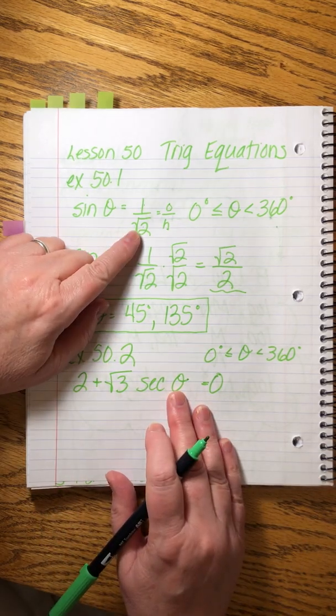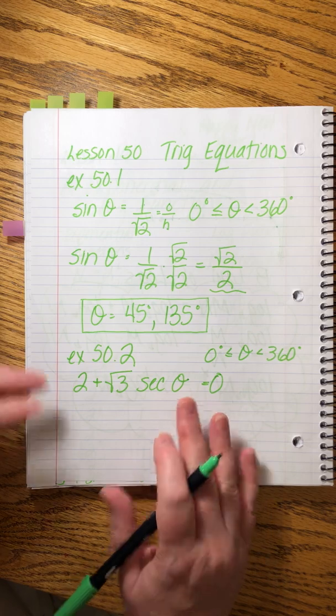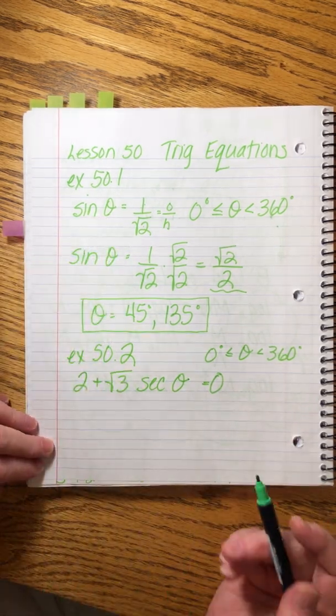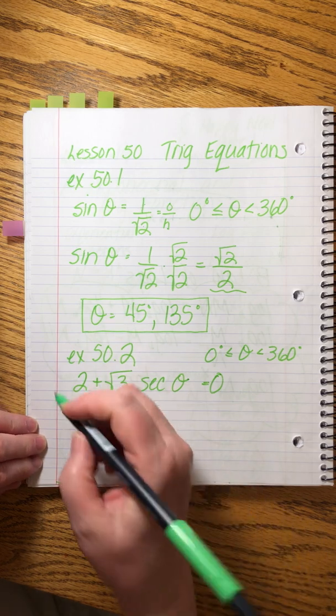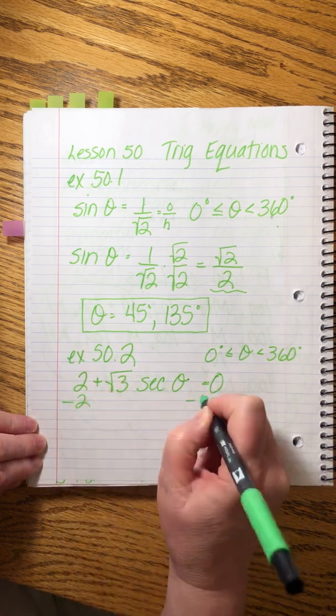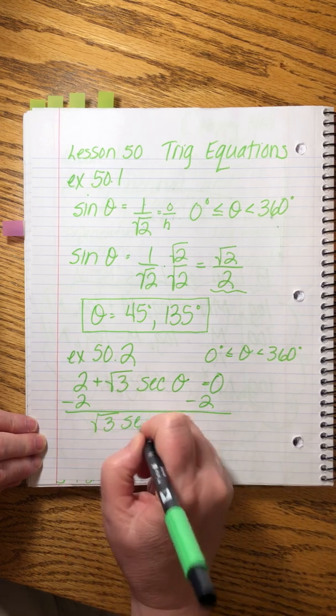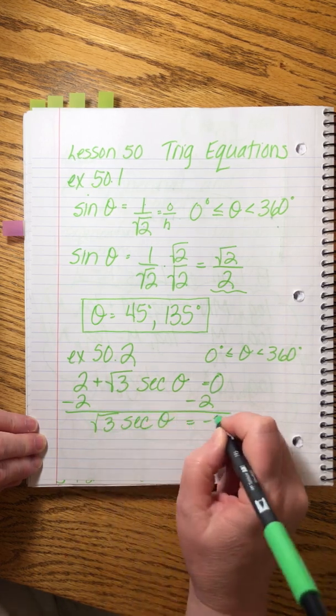All right, this looks horrifying. The last one was very cute and simple. But look, we can do some algebra on this to get the trig function by itself and get all this other business chased away. So here's what we're going to do first. We're going to subtract the 2, and we'll get square root of 3 times the secant of theta equals minus 2.